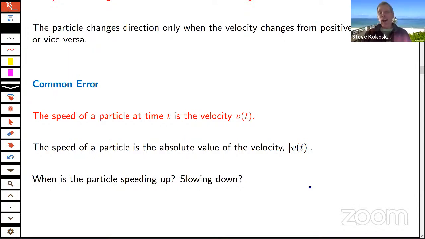So one of the questions we often see in a particle motion problem, especially on the free response, is when is the particle speeding up or slowing down? Or more specifically, here's a time t. Is the particle speeding up or slowing down at that time t? To save a little bit of time, what we need to do is take a look at the velocity and the acceleration at that time t. If the velocity and the acceleration are the same sign, then it's speeding up. If they are different signs, then it's slowing down.